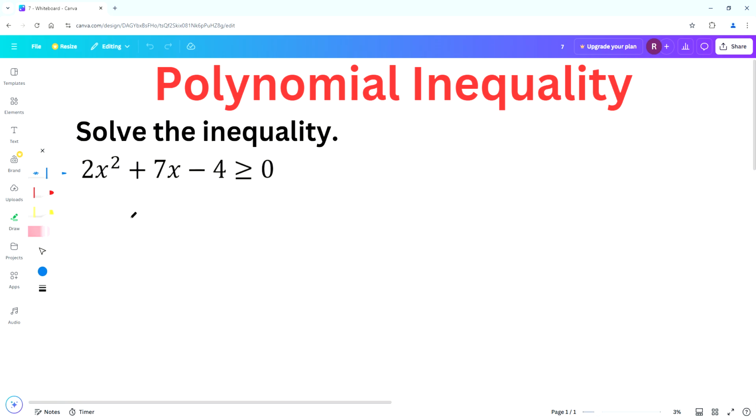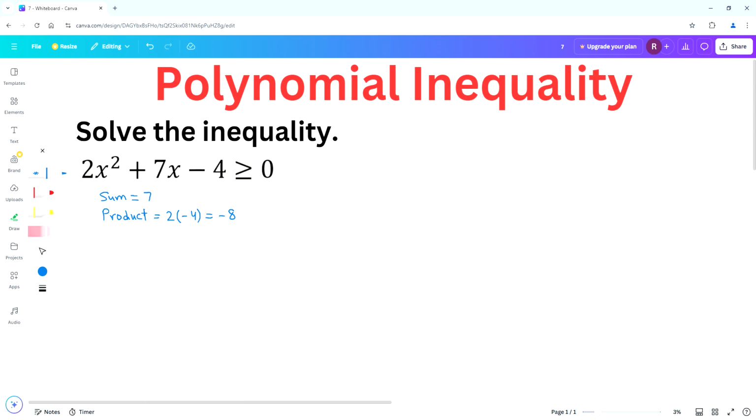The first step is to factor this quadratic expression. This is a complex trinomial, so we can factor it using complex trinomial factoring. We can use the decomposition method to factor this expression. We have to find two numbers whose sum is 7, the coefficient of the x term, and product should be equal to 2 times -4, which is equal to -8. We have to find two numbers whose sum is 7 and product is -8.